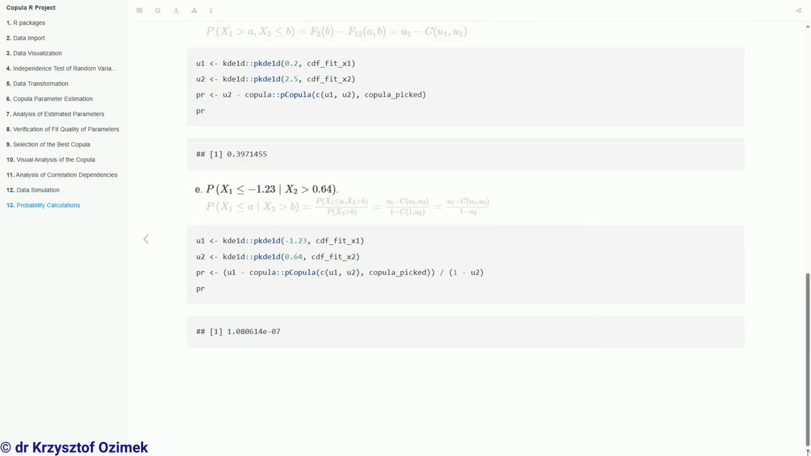With these calculations, we conclude the entire project, which focused on modeling random variables using copulas and drawing probabilistic inferences based on variable dependencies.